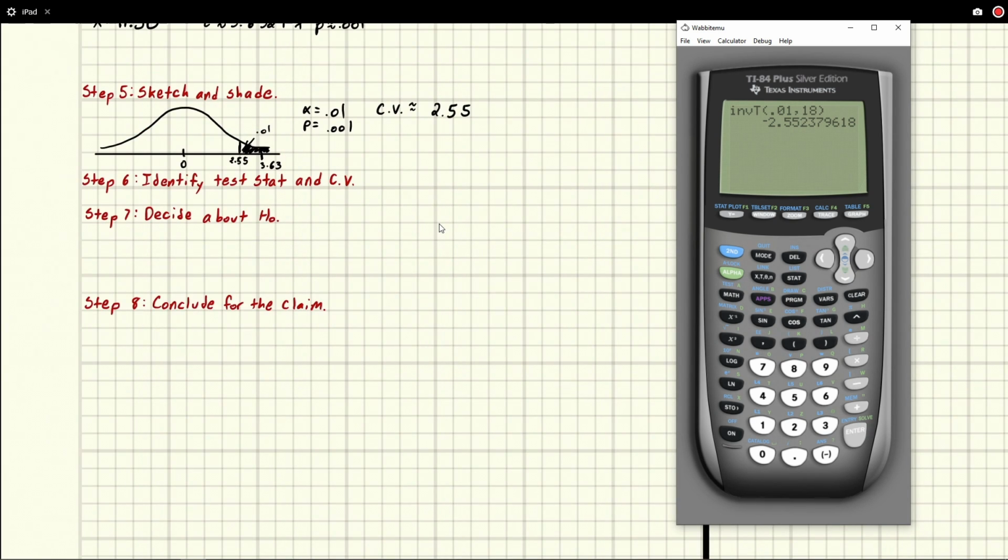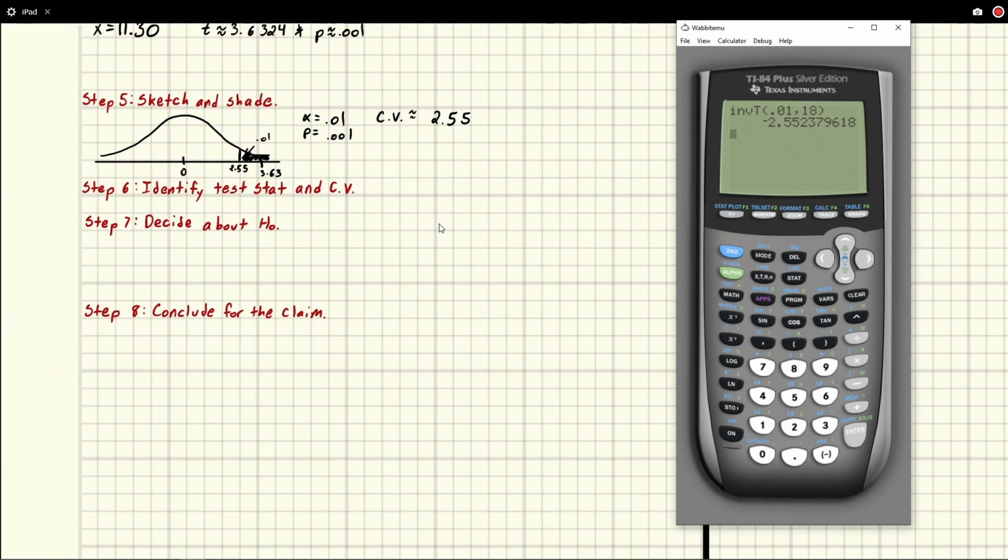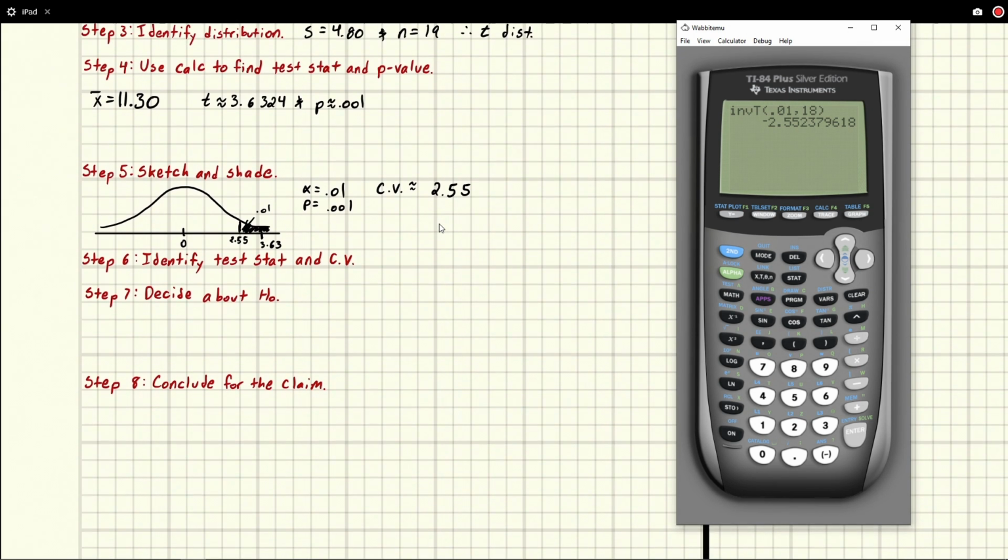Let's do step 6. All we got to do is sketch and shade. So we sketched and shaded it. Next up, we say identify the test statistic and the critical value. So we've already got the test statistic. We found it up there. That is t is equal to 3.6324 approximately, and the critical value is equal approximately to 2.55.